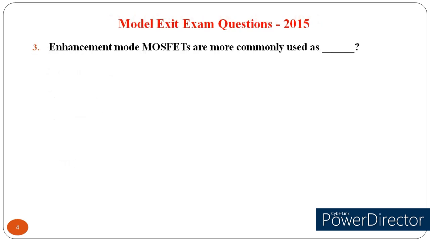Next question. Enhancement mode MOSFETs are more commonly used as: A, capacitor; B, buffers; C, resistors; D, switches.